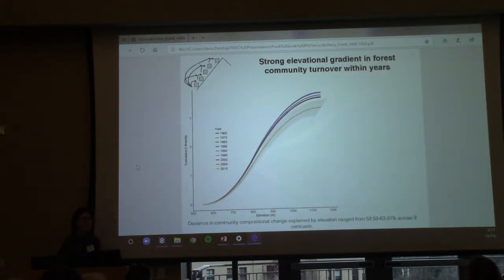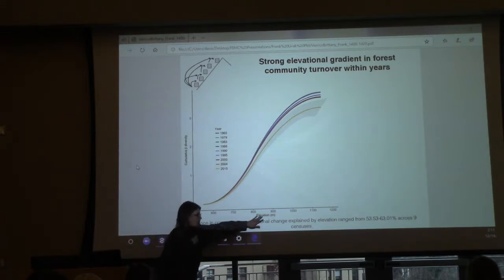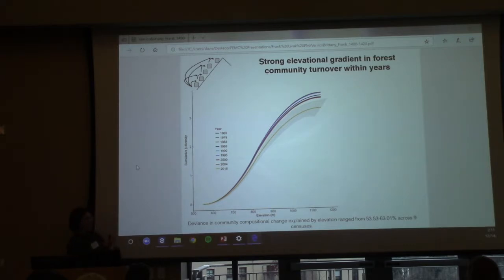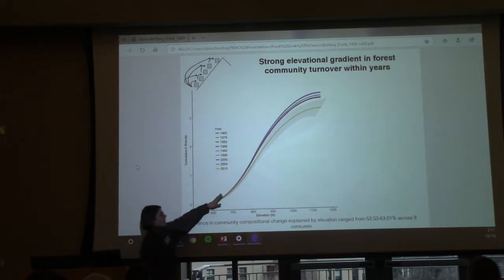So to get into the first result, again, this is objective one, looking at the spatial change in forest community composition. And what we see is a very strong effect of elevation that is consistent within years. We have elevation on the x-axis, and each spline here represents a different census year. So there are nine, even though some of them are overlapping each other. The cooler colors represent earlier census periods, and the warmer colors represent more recent years, with 2015 being highlighted in yellow.